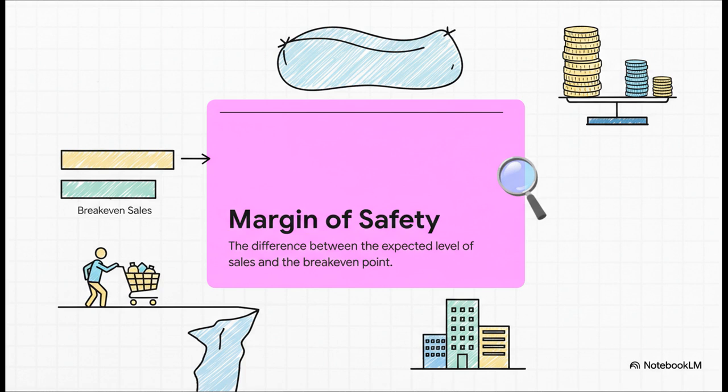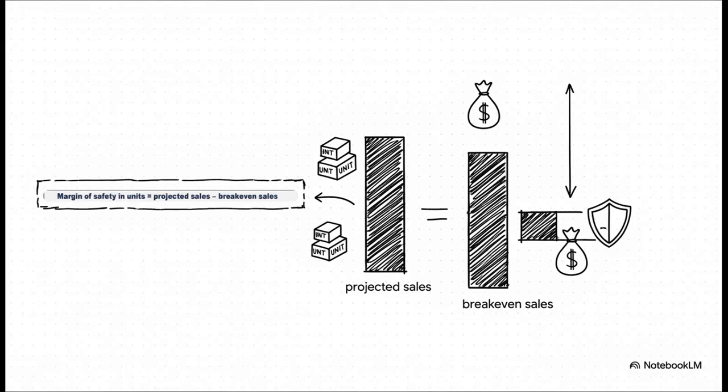It's the gap between what you think you're going to sell and what you absolutely have to sell to keep the lights on. A big margin of safety means you can handle a slow month. A tiny one means you're flying pretty close to the sun. So the first way we can calculate it is in units. It's just simple subtraction. Your projected sales minus your break-even sales.